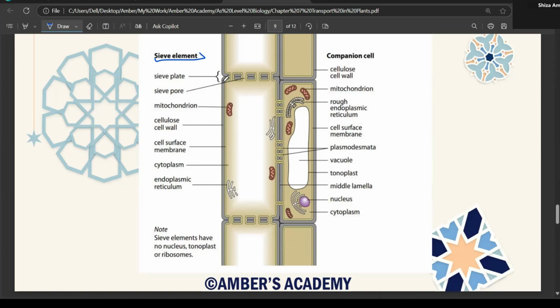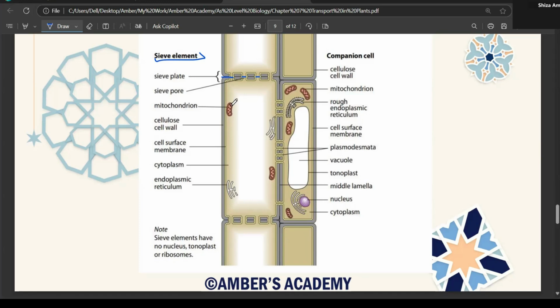So it's very easy to identify anything which has pores in between. So it has sieve pores, right? These sieve pores are the junctions which enable the transport of substances. Then this structure is known as sieve plate. The gap junctions between these sieve plates are known as sieve pores.